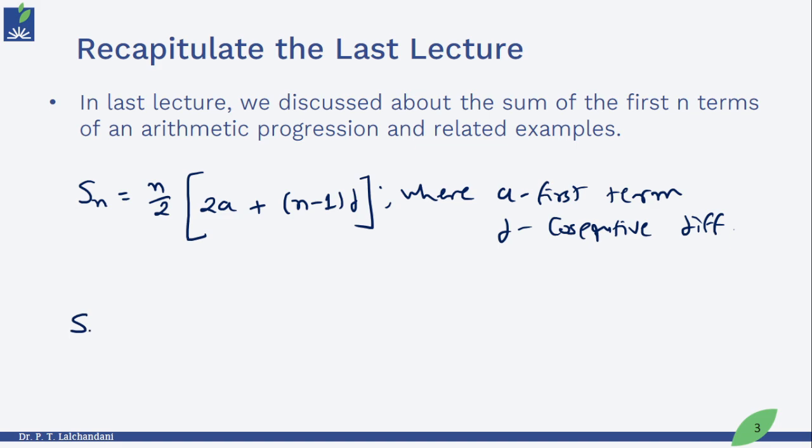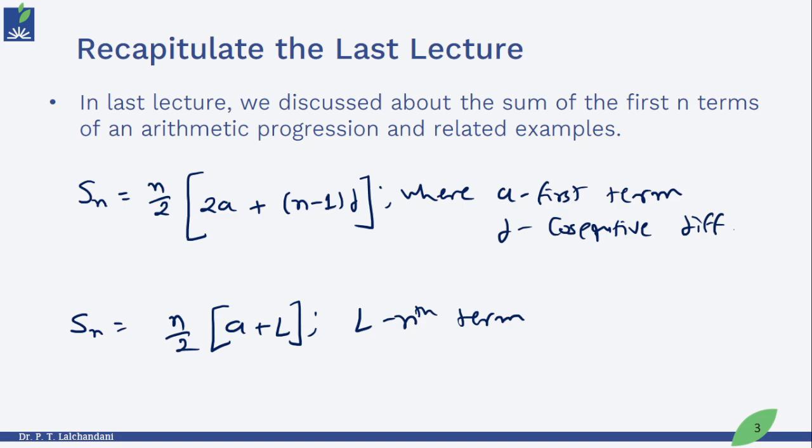We can rewrite the formula as Sn is equal to n by 2 a plus L, where a is again the first term and L is the nth term or last term. That means suppose you are asked to find the sum of first 10 terms, then L will be the 10th term of that particular arithmetic progression. So using these two formulas we can easily find the sum of first n terms of an arithmetic progression, right?